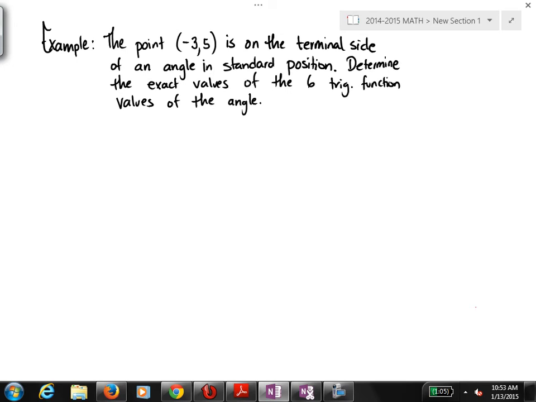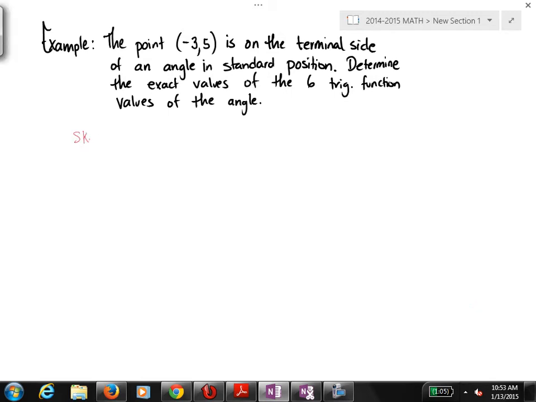For this one, it says the point -3, 5 is on the terminal side of an angle in standard position. Determine the exact values of the 6 trig function values of that angle. Once again, I said that it's going to be broken up into two problems: either you know the angle or you don't know the location of the angle.